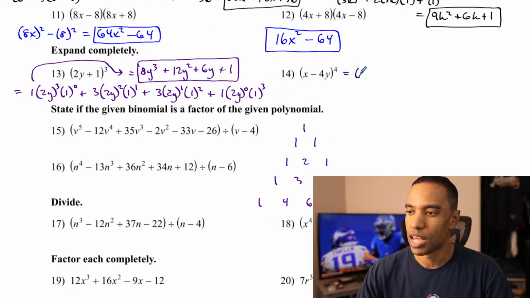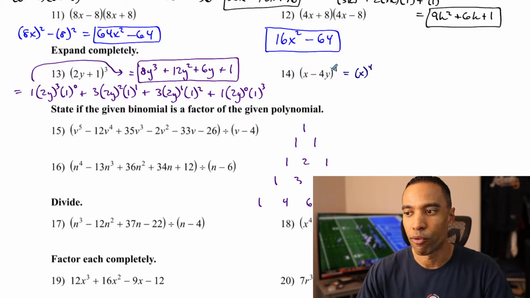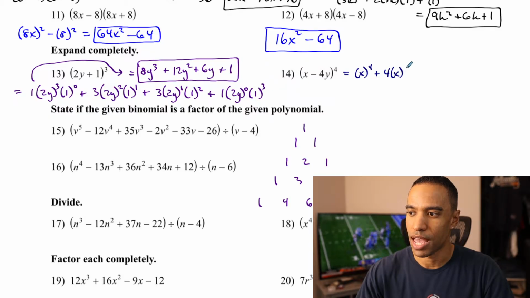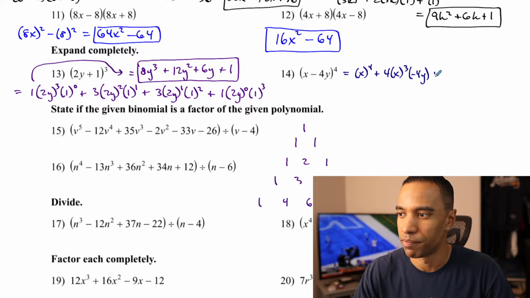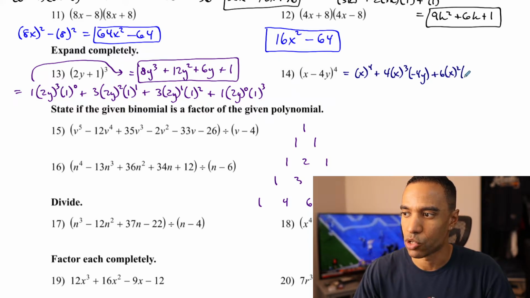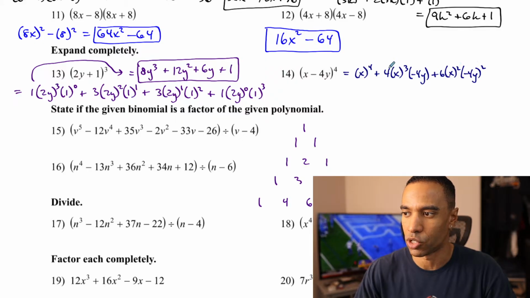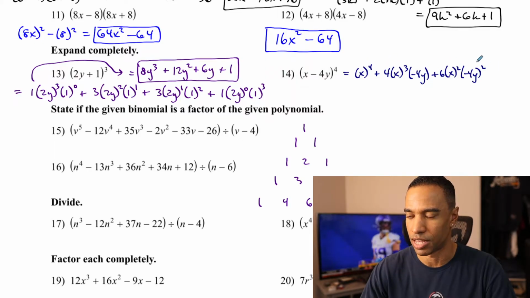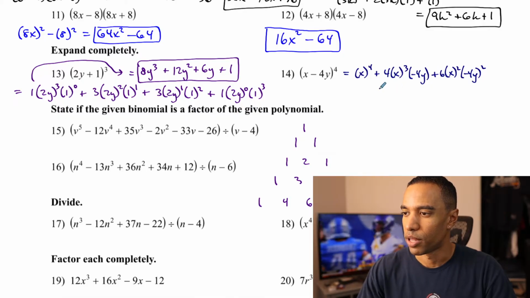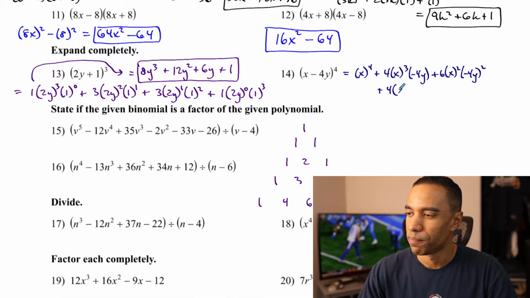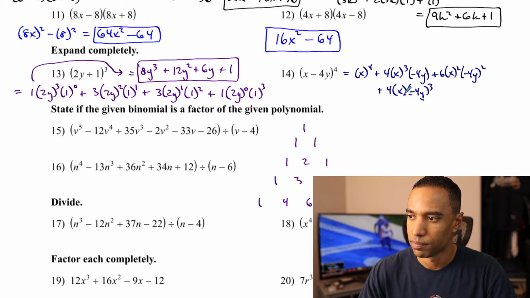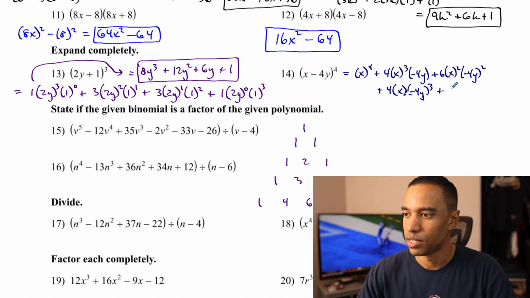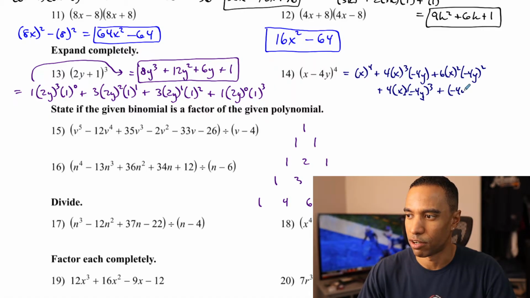All right, so 1 times x to the 4th times negative 4y to the 0. That will be 1. I'm just going to leave that like that. Plus 4 times x cubed times negative 4y to the first power. That'll just be negative 4y. Plus 6 times x squared times negative 4y quantity squared. You notice how the first terms go down in degree, the last terms go up in degree. Plus 4 times x to the first power times negative 4y cubed, plus 1 times x to the 0, which is 1, times negative 4y to the 4th.